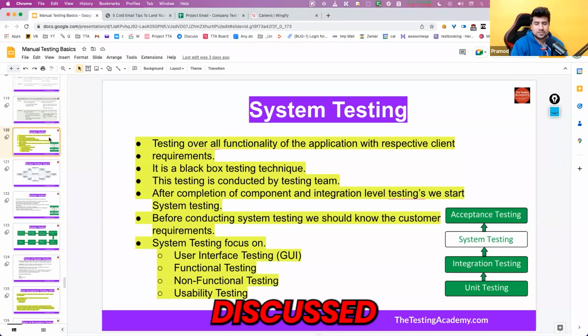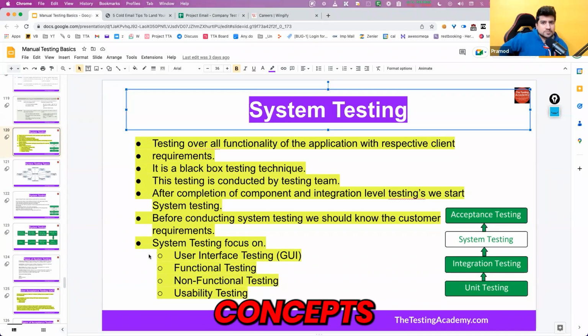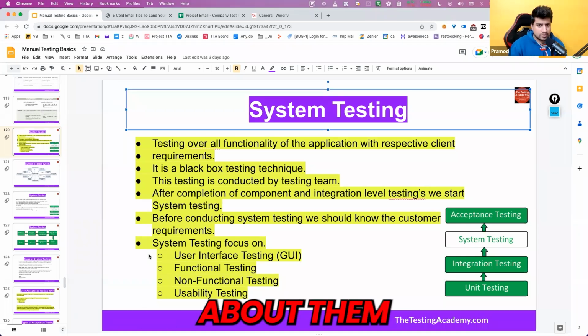So last time we discussed integration testing, right? Today I'm going to teach two important concepts. First of all, I'm going to discuss system testing, which is important. There are multiple system testings, which are functional, non-functional, and other ones. We are going to discuss them.